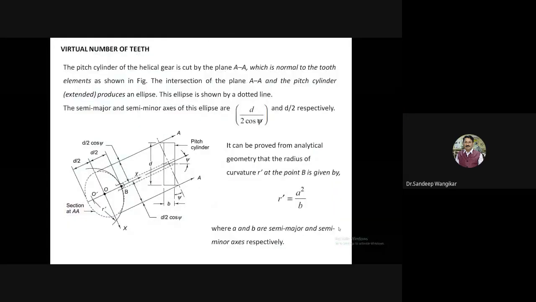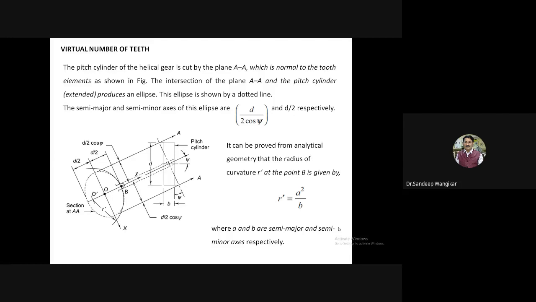So very good afternoon to all. After a review of the difference between spur and helical gear, the different features of these helical gears, and the exact difference in working and performance between spur and helical gear, we have also discussed tooth proportions and terminology.